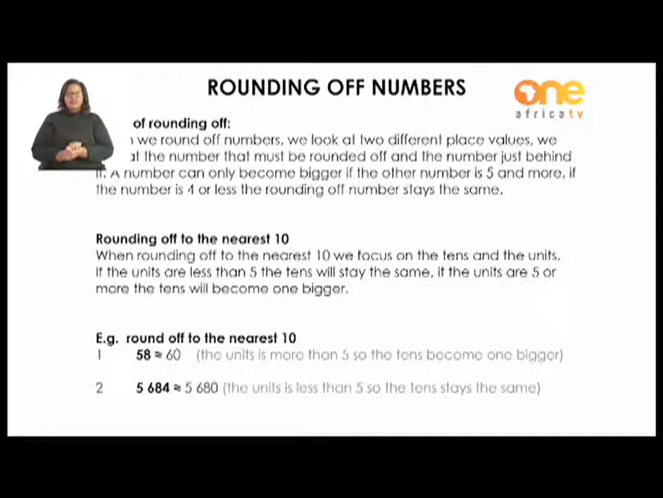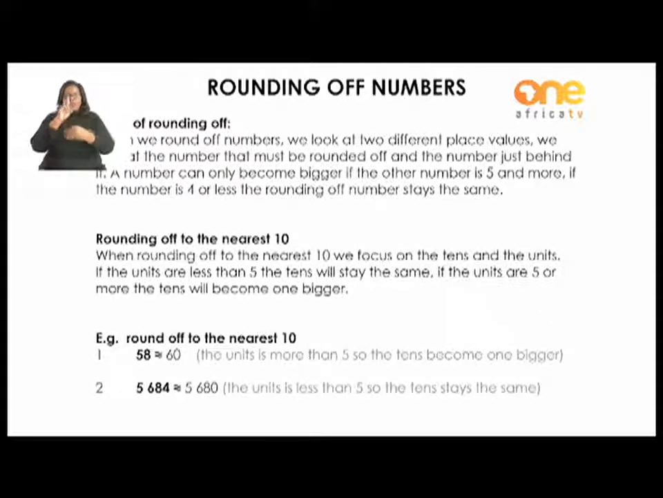Now let's look at the example. Rounding off to the nearest 10. I hope you still have your books in front of you. And then we read 58 rounded off to the nearest 10. Here we look at the units. The units is more than 5, so that allows the 10 to become 1 bigger.